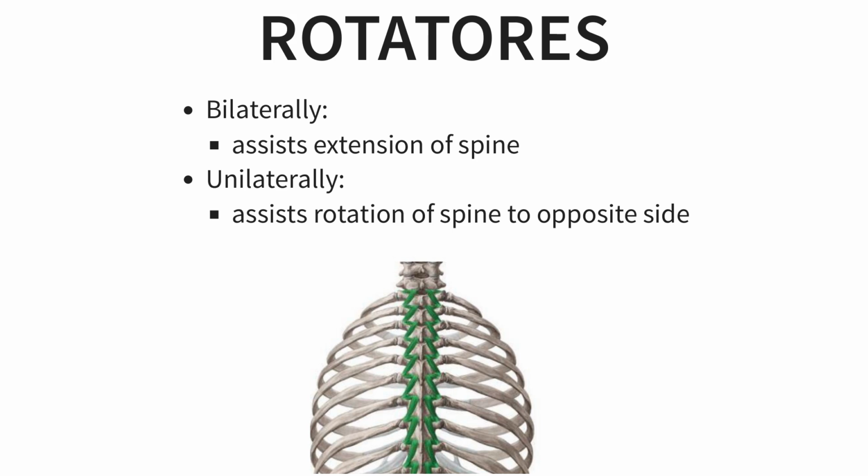The rotatores muscles are small, deep muscles located in the thoracic region of the spine. Bilaterally, they assist in the extension of the spine, while unilaterally, they help in rotating the spine to the opposite side. The image shows the rotatores muscles highlighted in green, running between the transverse and spinous processes of the vertebrae. These muscles play a crucial role in stabilizing the spine and assisting in its movement.